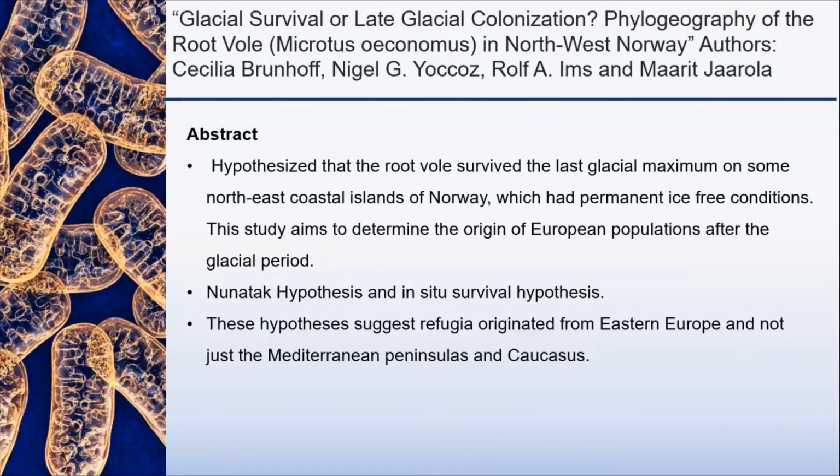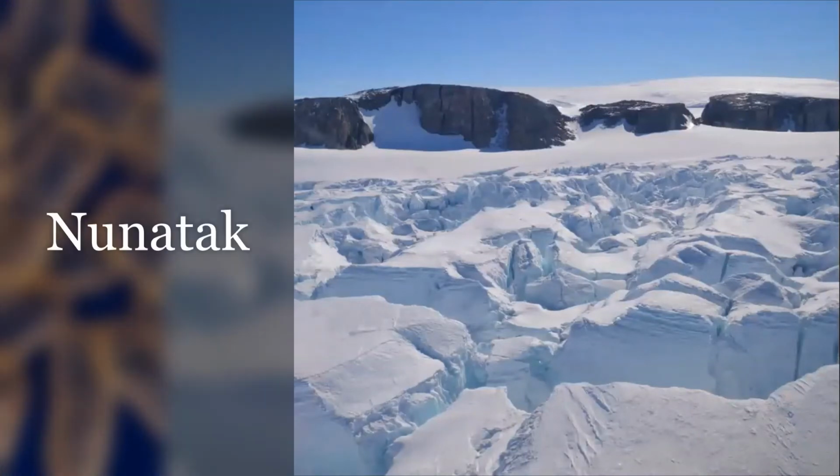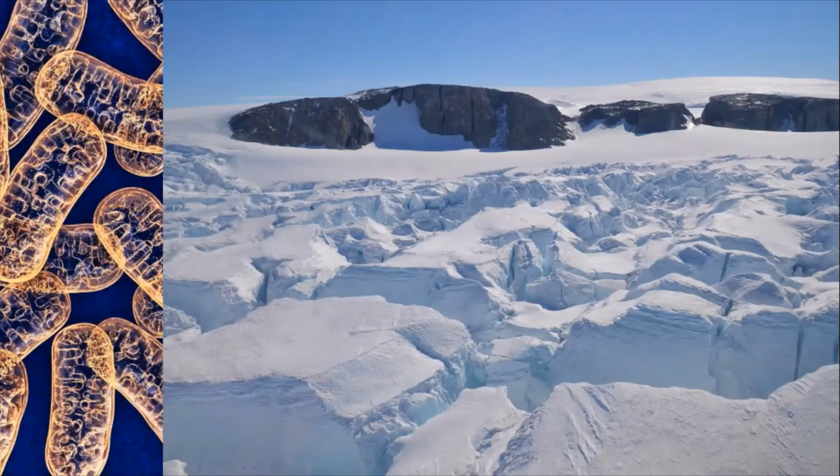The nunatak and in situ survival hypotheses reflect this study's hypothesis that some biota survived in mostly glaciated regions on land that remained ice-free, such as nunataks. This is a nunatak here. It's the areas of land that are higher than the ice sheet, so they're not completely covered by ice, and that's where they are thinking that some of these species survived.